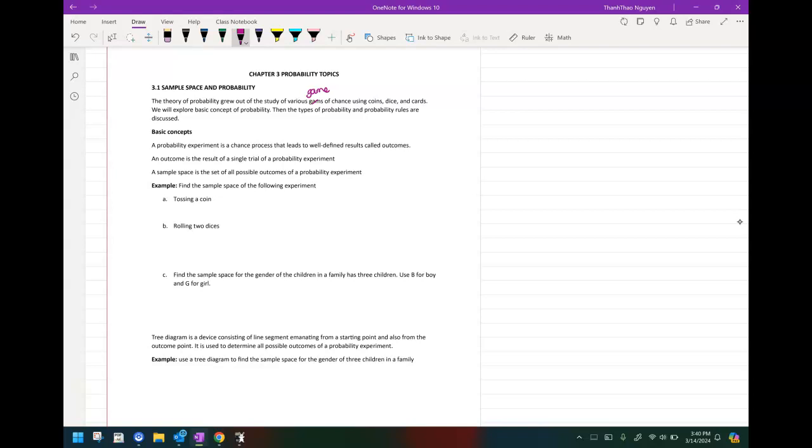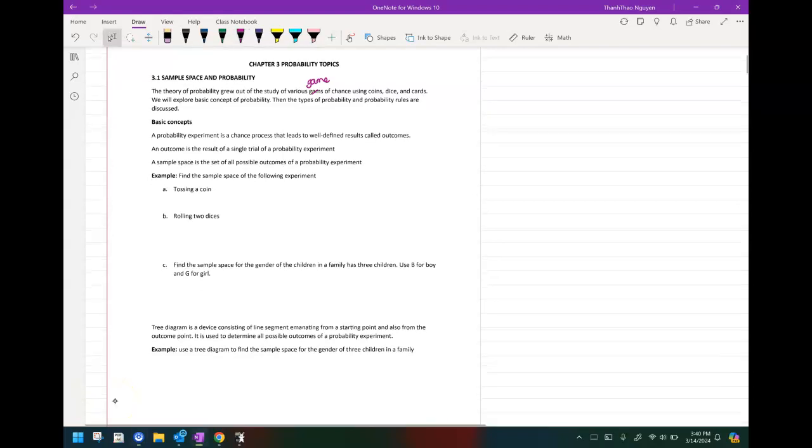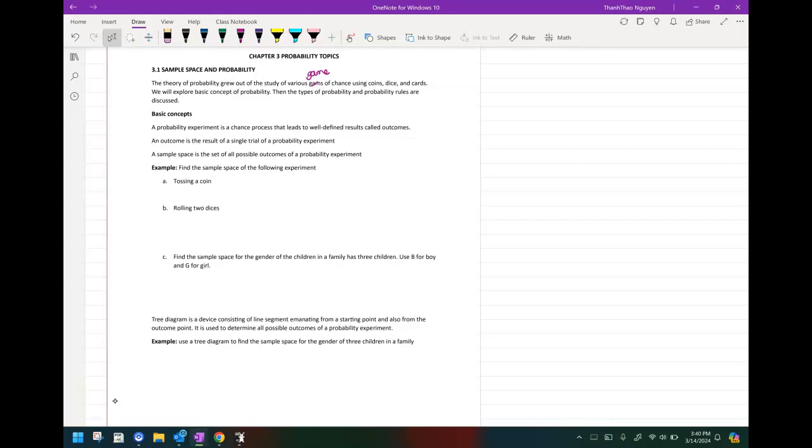The basic concept. A probability experiment is a chance process that leads to well-defined results called outcomes. An outcome is the result of a single trial of a probability experiment. Sample space is the set of all possible outcomes of a probability experiment.